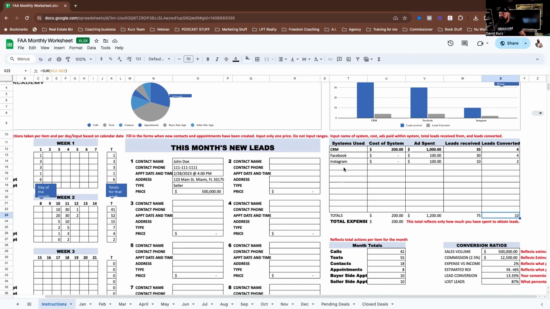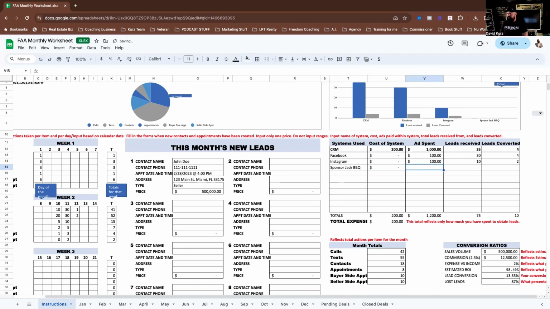If you sponsor an event for somebody, let's say you sponsor Jack's barbecue, right? There's no cost to that system, obviously, but you spent $500 sponsoring them. And while you were there, you actually spoke to 6 people, and out of those 6 people, 4 people want to have coffee with you. That is a return on investment. That's ad spend, okay? And that's how you figure this out, all right?